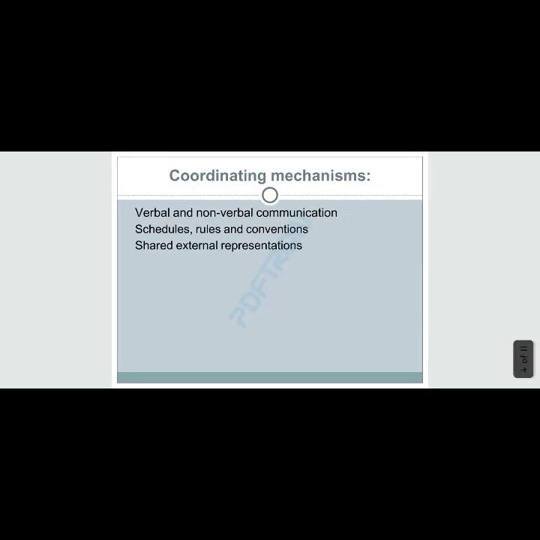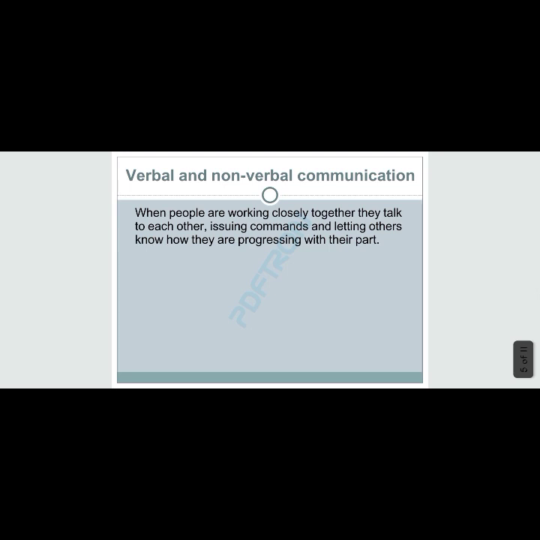Coordinating mechanisms. So there are three: verbal and nonverbal communications. Second is schedules, rules, and conventions. Third is shared external representation. So first is verbal and nonverbal communication.